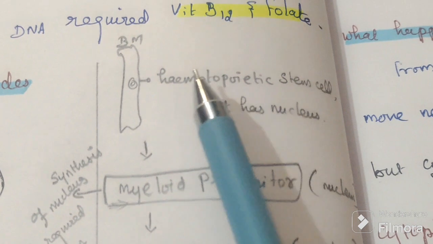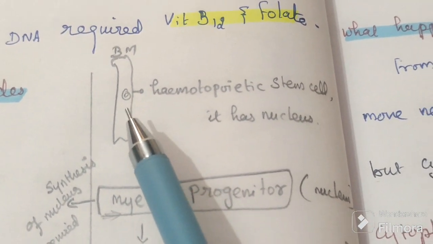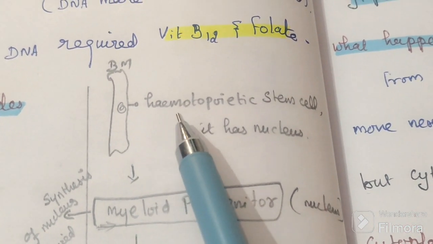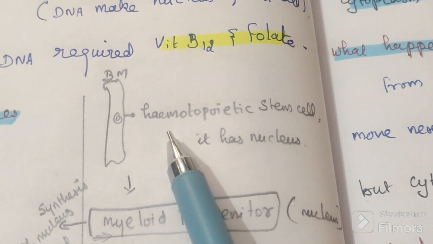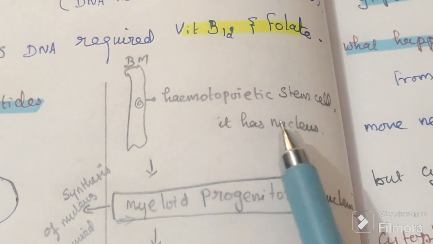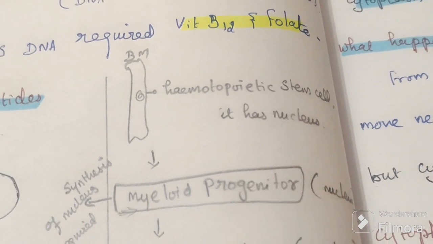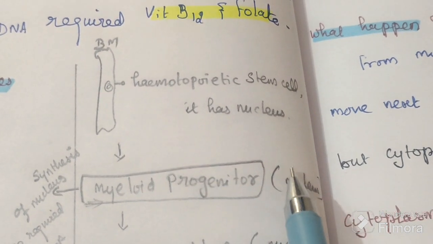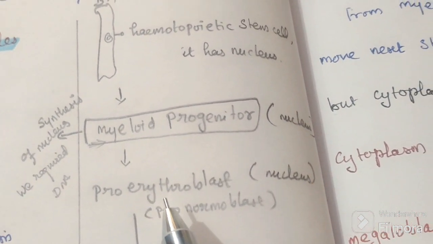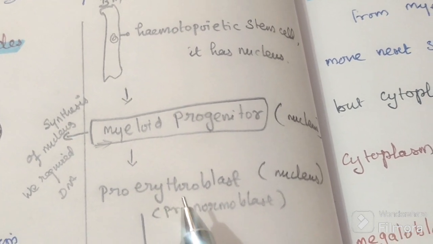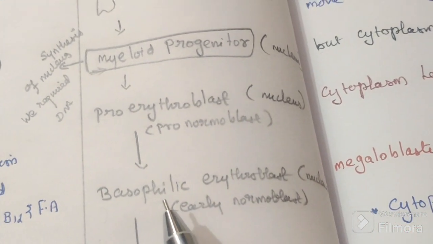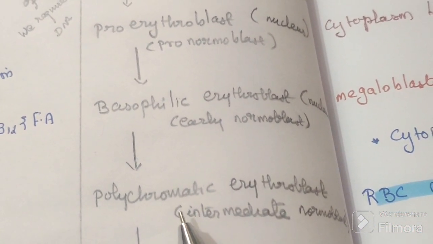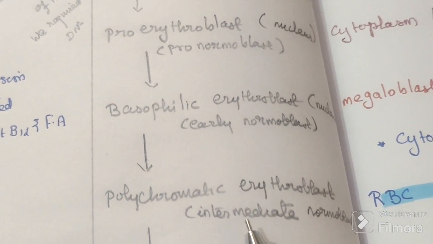RBCs are formed in the bone marrow. Okay, this one is the bone marrow. In bone marrow, we have multipotent hematopoietic stem cells. They have a nucleus. Then the myeloid progenitor, it also has a nucleus. Then the erythroblast, it also has a nucleus. Then the basophilic erythroblast, it also has a nucleus. Then the polychromatic erythroblast, it also has a nucleus.